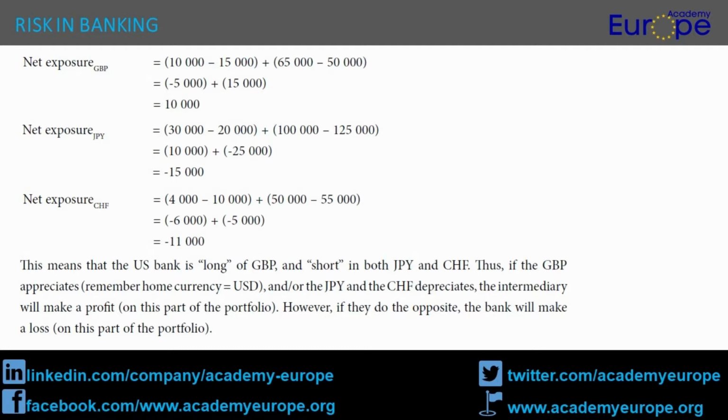This means that the US bank is long of GBP, and short in both JPY and CHF. Thus, if the GBP appreciates, remember home currency equals USD, and/or the JPY and the CHF depreciate, the intermediary will make a profit on this part of the portfolio. However, if they do the opposite, the bank will make a loss on this part of the portfolio.